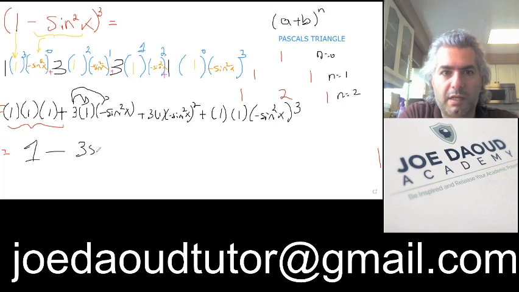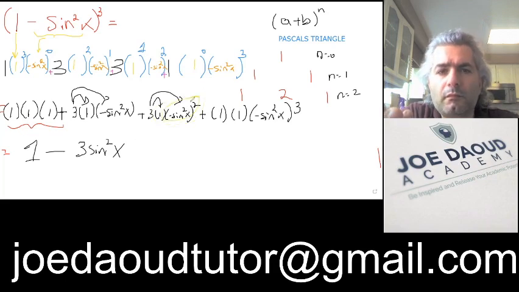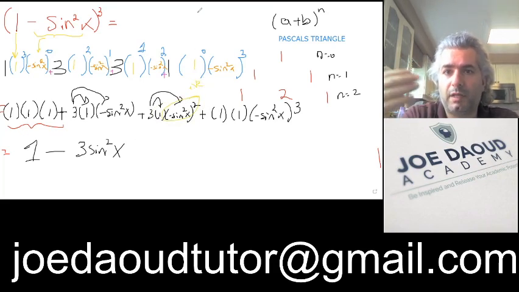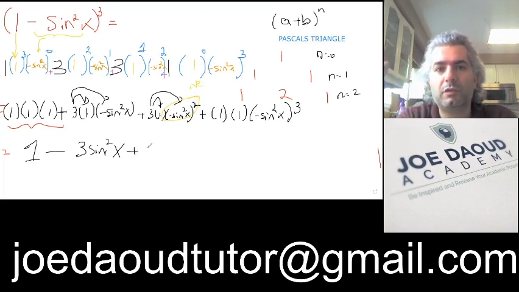3 times negative sine squared x is negative sine squared x. Because you have negative sine squared x, when you simplify, the negative goes in front of the number. You always want to put the signs in front of your numbers. So negative 3 sine squared x. The next set of terms, you have 3 times 1 times negative sine squared x to the power of 2. Anytime you have negative sine squared x to the power of 2, you're multiplying it together. Negative times negative gives you a positive, and sine squared x to the power of 2, you multiply 2 times 2 is 4. So you end up with plus 3 sine to the power of 4x.